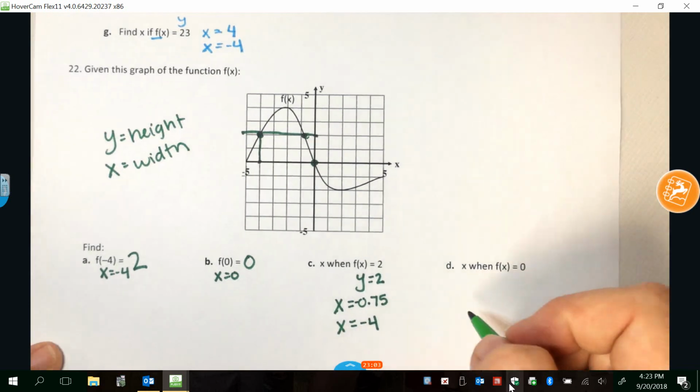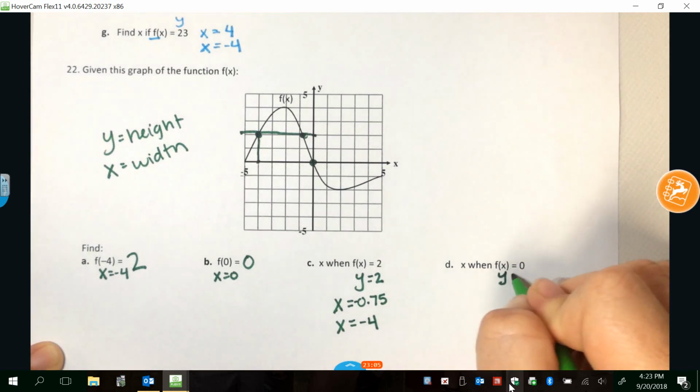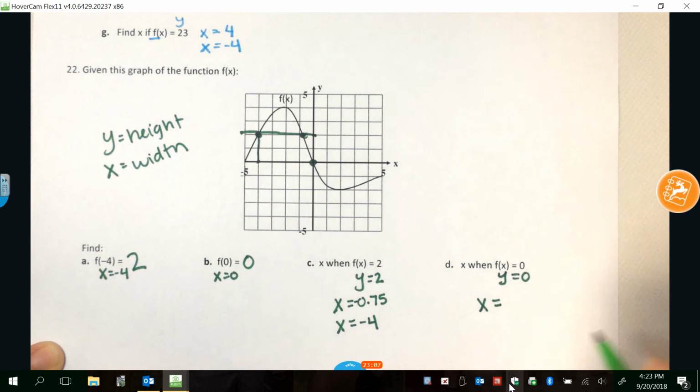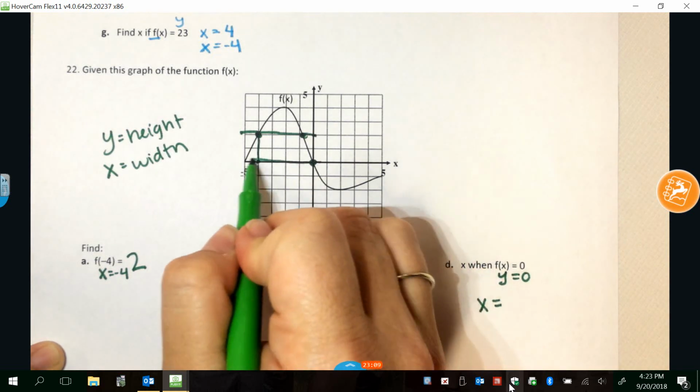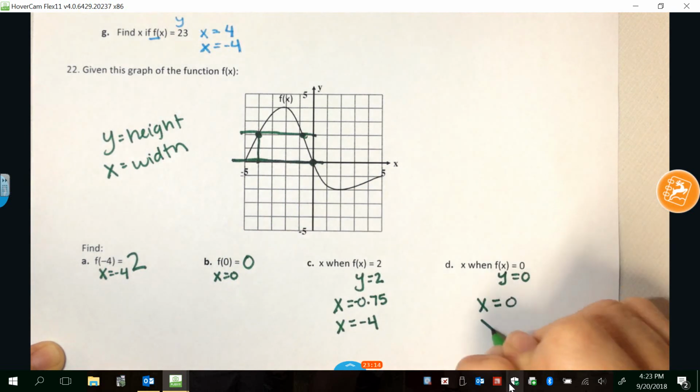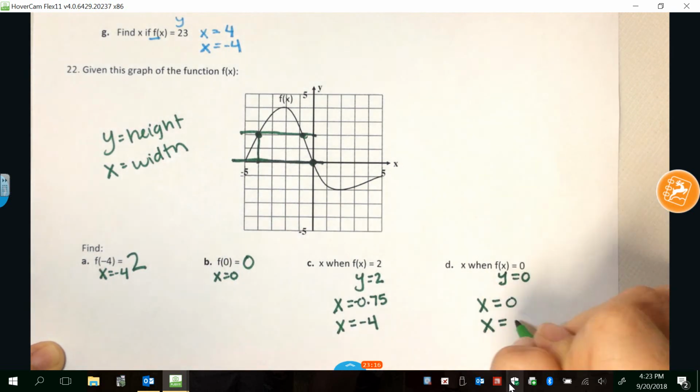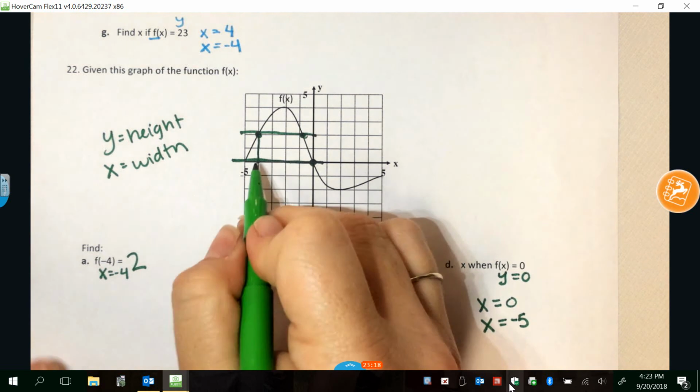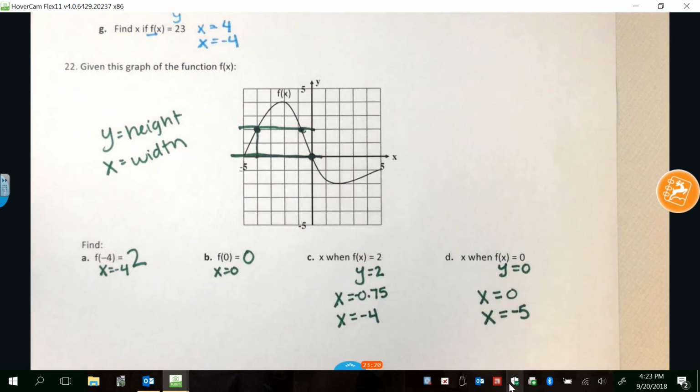Okay, last one, and then we're done. So this is telling me y equals 0, so I'm finding x. So height of 0 happens twice, okay? Happens right here at 0, and it also happens again at -5. Those 2 points are at a height of 0, okay? That is your test, guys.